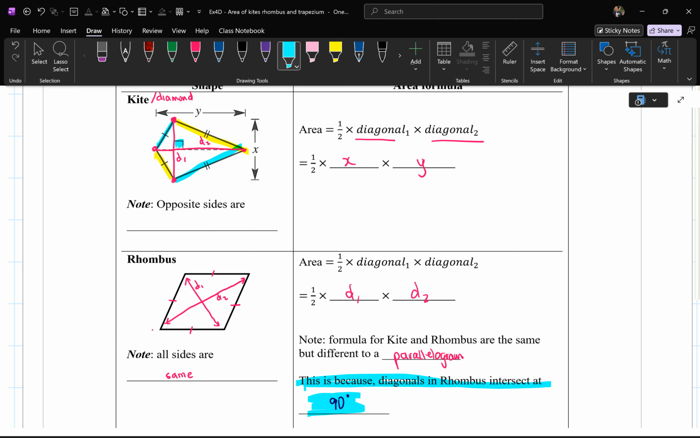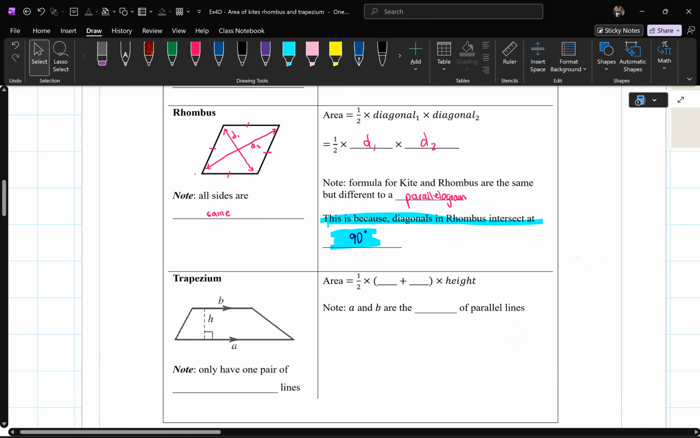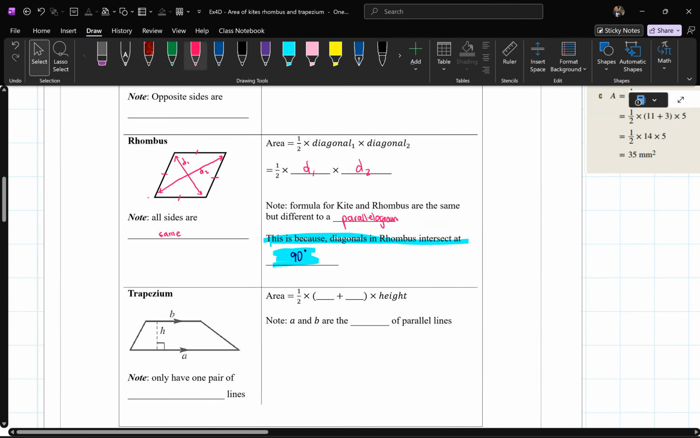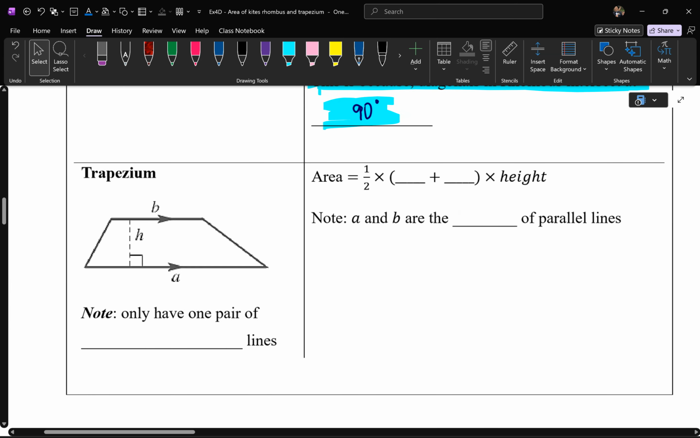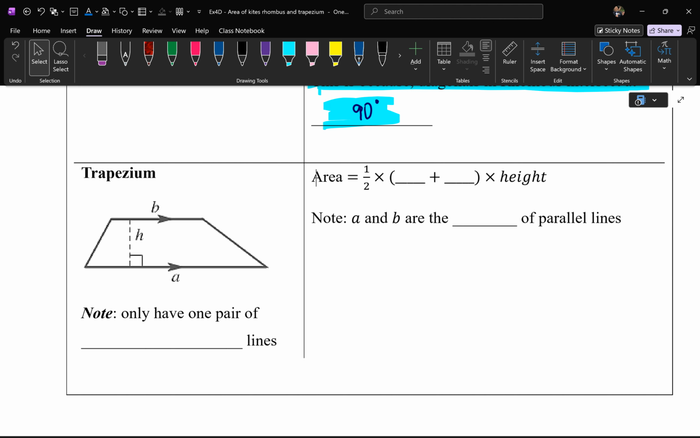Some of it may rely on the fact that you know the intersection of the diagonals has to be 90 degrees. But if not, all you need to know is the formulas. Okay? And your last one. A lot of students forget how to tell if it's a trapezium or not. Anyone know what makes a trapezium unique compared to all the other four-sided shapes that you know? Like a kite, rhombus, parallelogram.